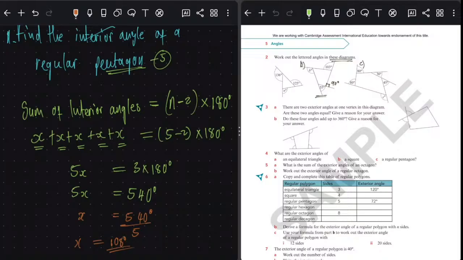The secret was you must use the same letter because it's regular. They are equal, so use the same letter. Then you'll be able to find one. Do you hear me? They don't want you to find the sum of all of them because they know you know how to get it: n minus 2 times 180. Okay? Yes, sir.